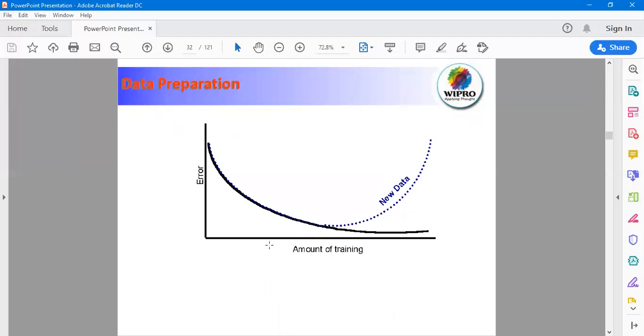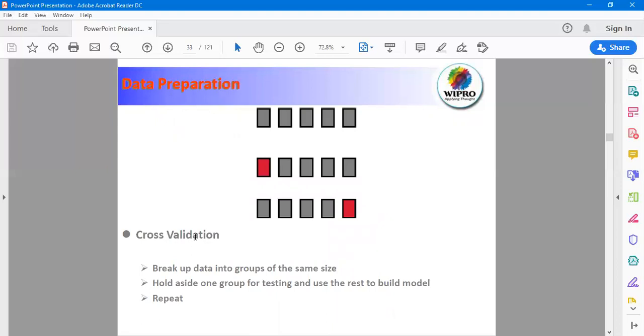So the more training you have, the less your error will be, and it will be able to handle the new data. So you can always use cross validation, which means that you use 10% of the samples to test 90% of the data, or rather you use the 20 and 80 rule. The 20 and 80 rule means you use 20% of the data to test the 80% of the data. You use your 20% of the knowledge to test the 80% of the data. So break up your data into groups of the same size and hold aside a group for testing and use the rest for the model, and then repeat. So if there are 5 groups, you have used 20% of the data to test the 80% of the data.